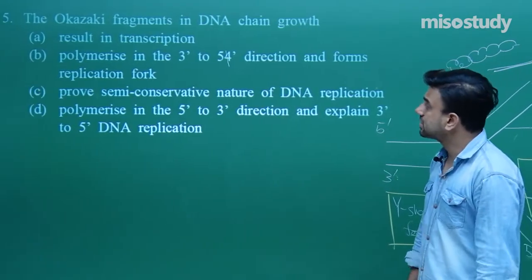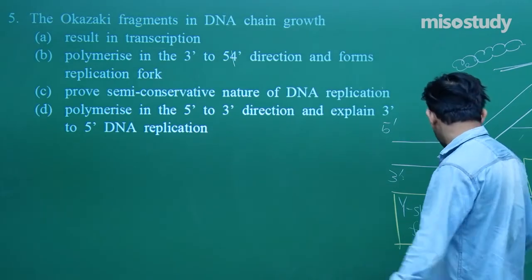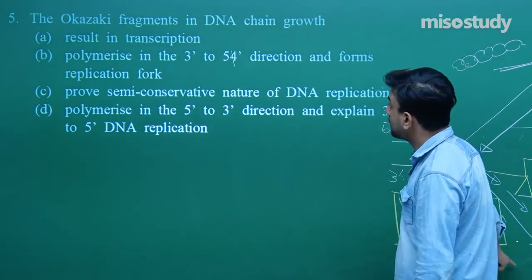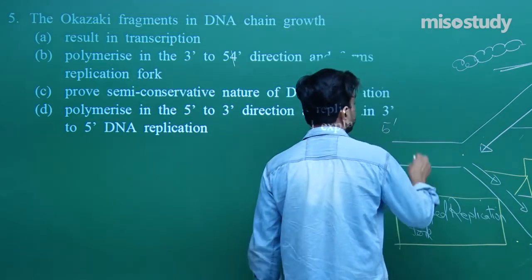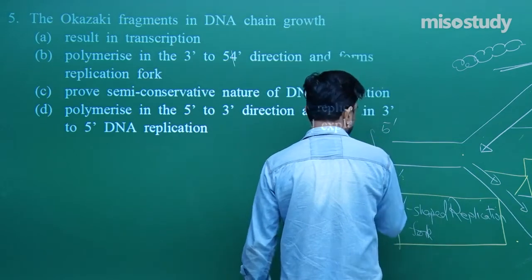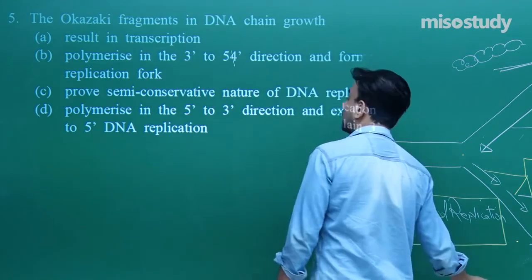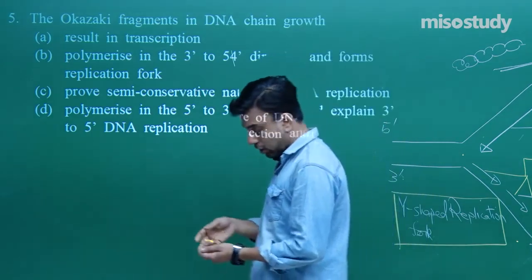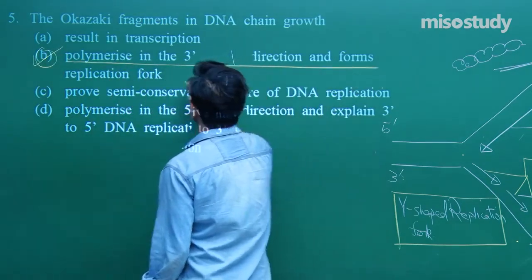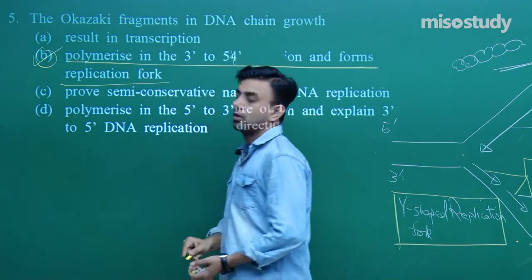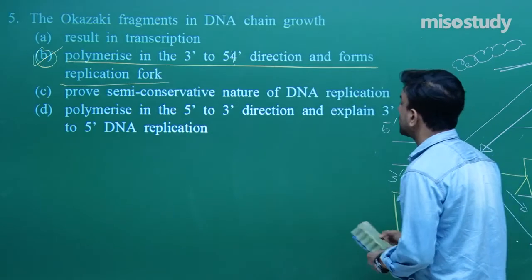The Okazaki fragments in DNA chain growth result in transcription, polymerize in the 3' to 5' direction, and form the replication fork. This whole thing is the replication fork. Yeah, that's what I've written here, the Y-shaped replication fork. So this is the correct option. Okay, forms the replication fork. Next, let us move on to the next question.